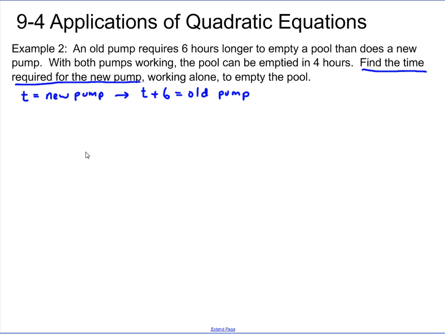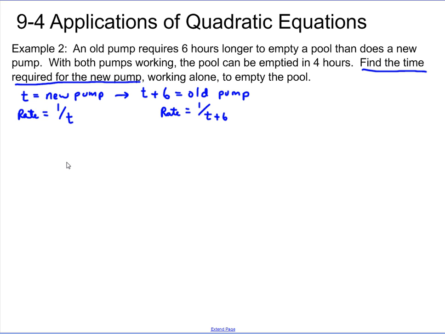Okay, remember that if we're looking for a work rate, it's 1 over the time required. So for the new pump, the rate is 1 over t. For the old pump, the rate would be 1 over t plus 6.